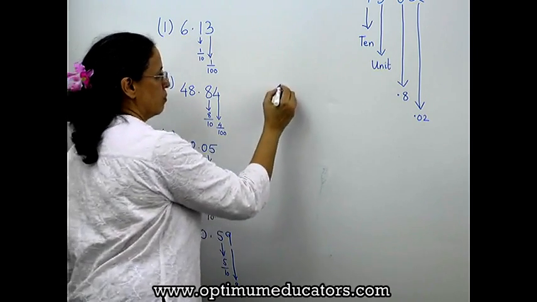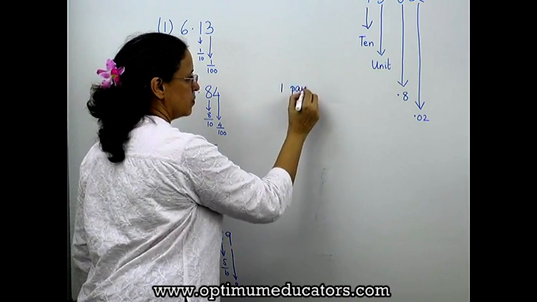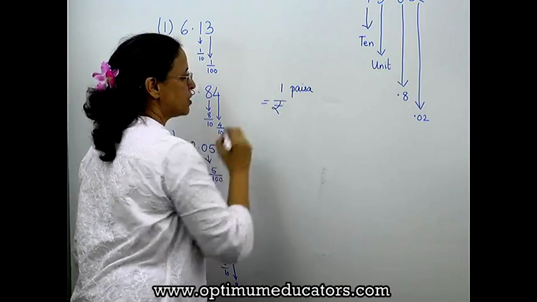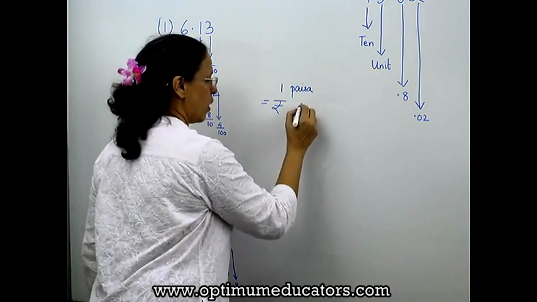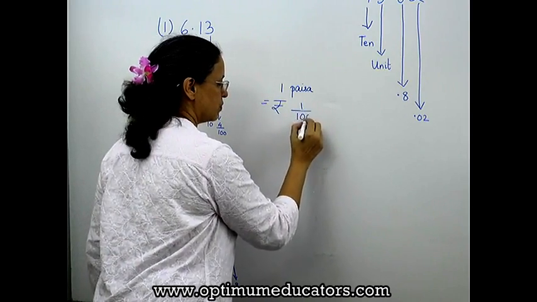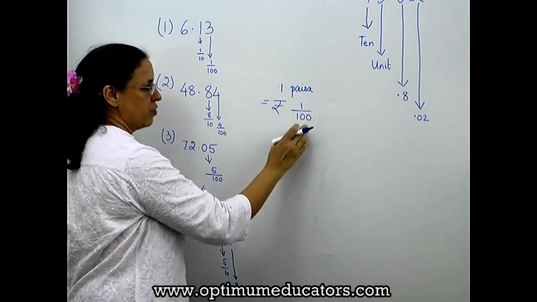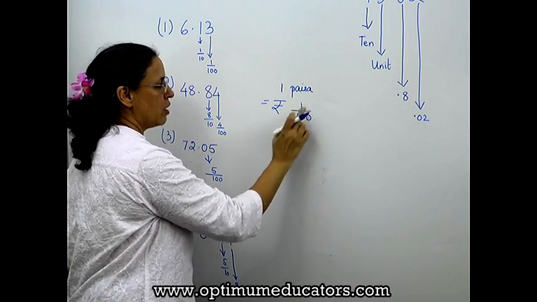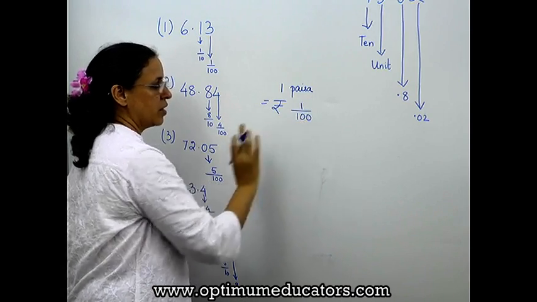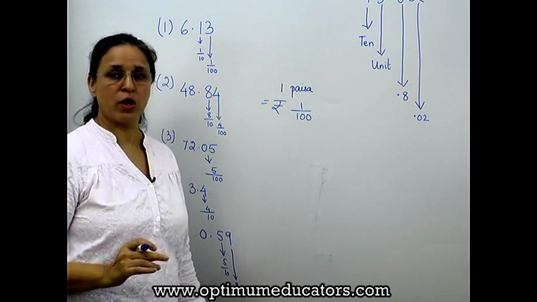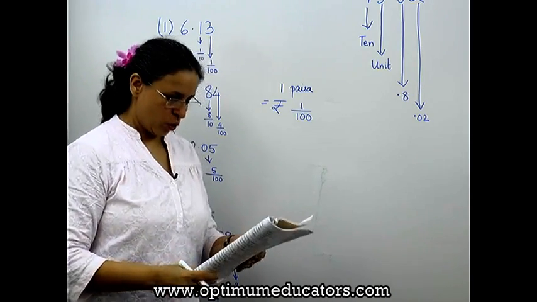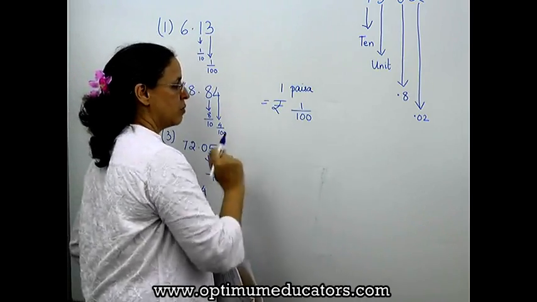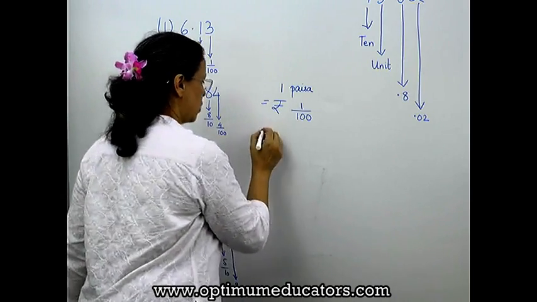If you have to write 1 paisa in rupees, how is it in rupees? Rupees 1 upon 100. So 1 upon 100 means when we take one out of 100 paise, it is one part out of 100 of a rupee. So we can write it as 1 upon 100. Now this is a fraction. If we have to write it as a decimal fraction, how will we write it?